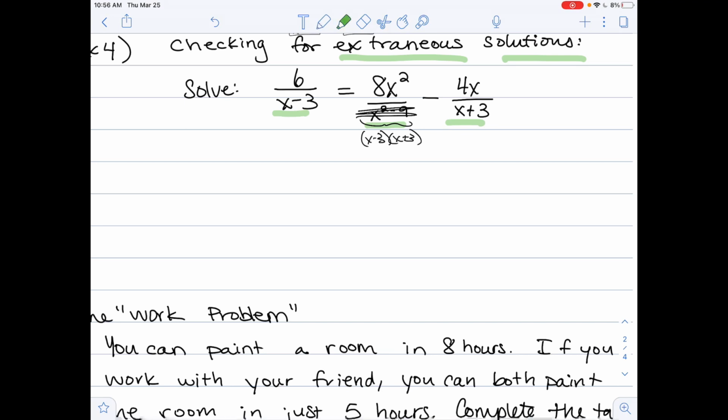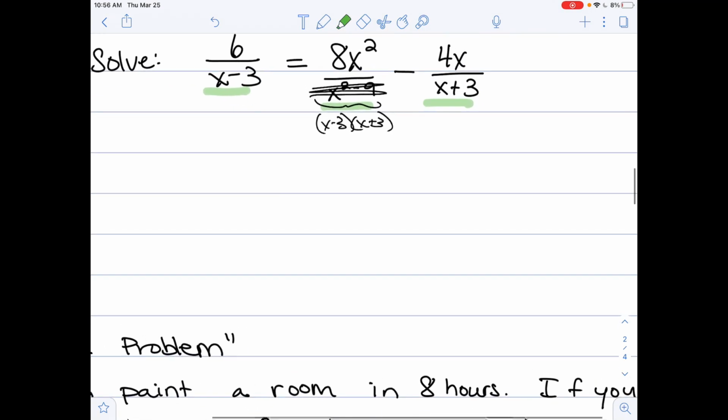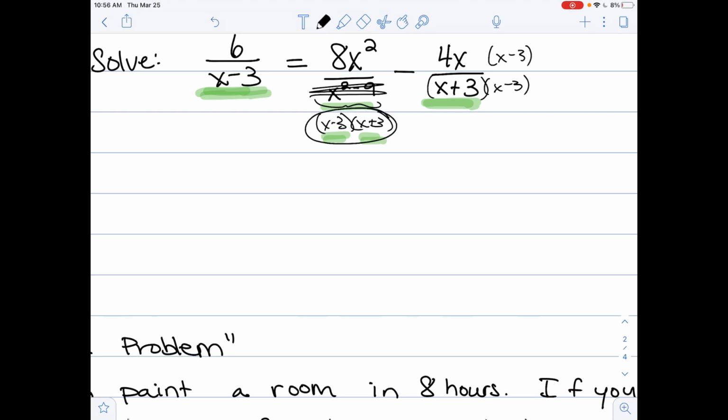Now let's compare that to the rest of our denominators. X minus 3, x plus 3, and this one's got both. So what we're going to do is multiply each of these to get a common denominator. I know this one on the right-hand side needs an x minus 3 in order to match this one, and this one's going to get an x plus 3.